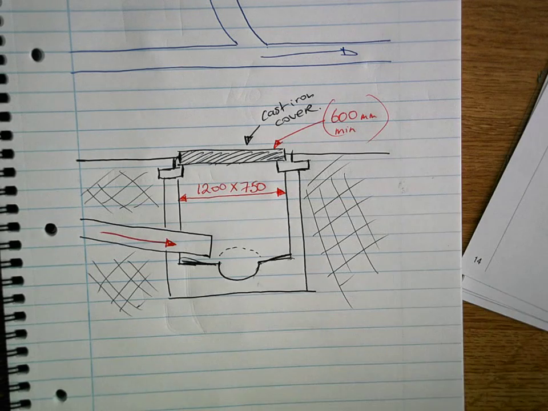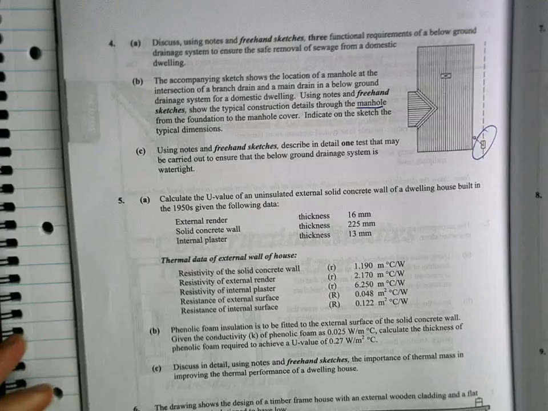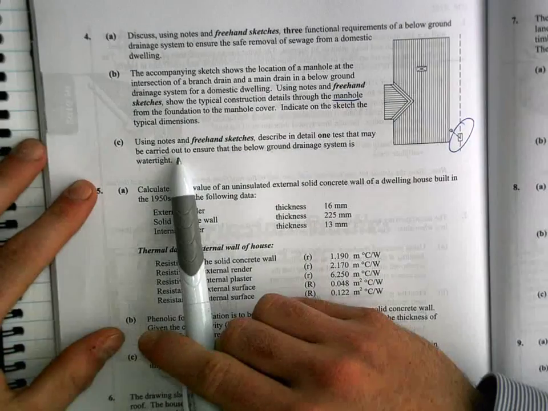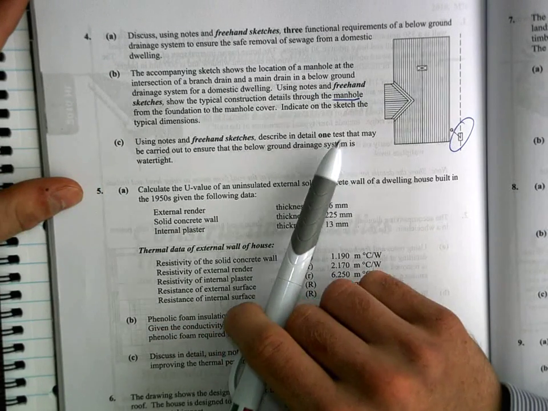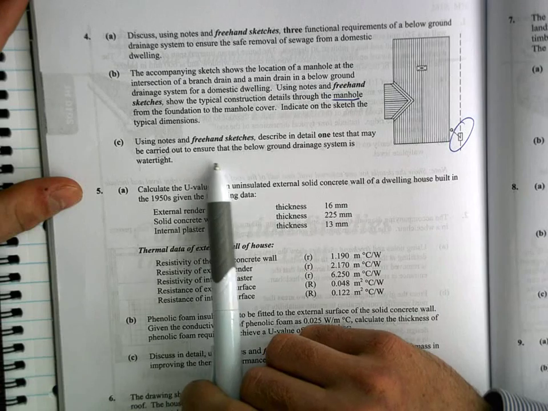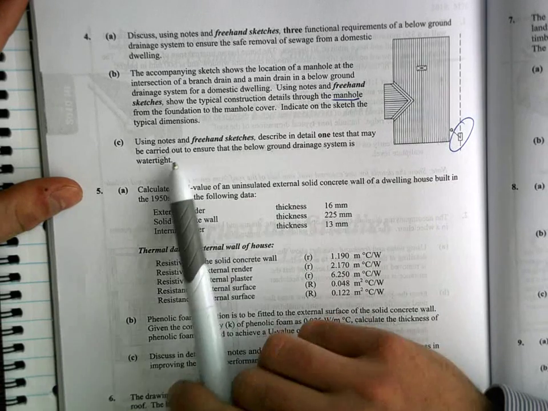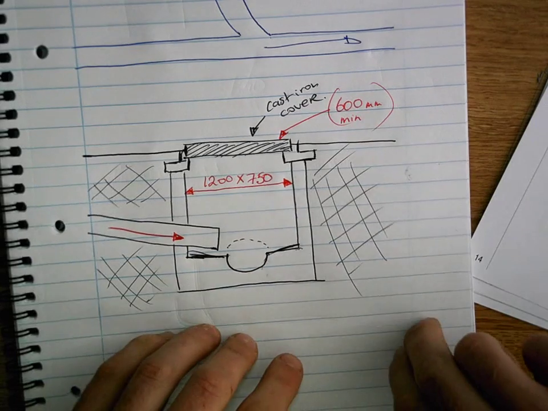Okay, we'll take a look at part C then, the last part of the question. What they're asking in this part was, using notes and sketches again, describe in detail one test that may be carried out to ensure that the below ground drainage system is watertight. Okay. Two possible answers come to mind.